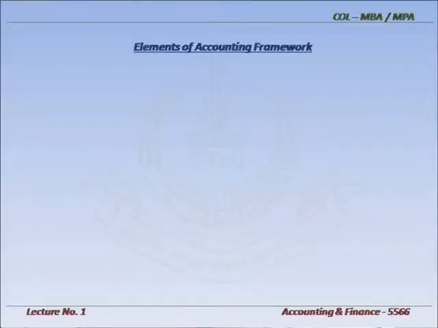At the last of today's lecture, we will understand the accounting framework. First, we learn the definition of accounting framework. Accounting framework is a set of rules and regulations that govern the accounting practices of an organization or business. Now we discuss what are the elements of accounting framework and their application on different types of organizations.